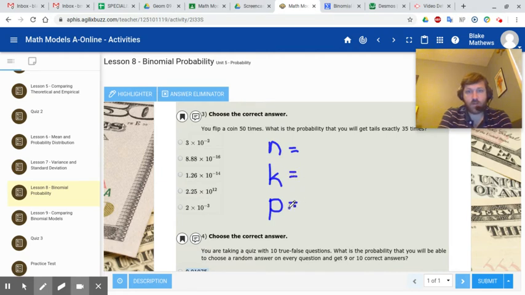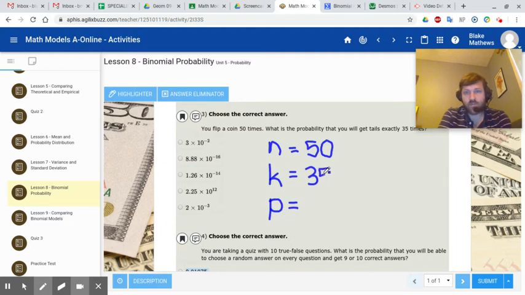I know my writing is messy. I'm using my fingers here. So it says if you flip a coin 50 times, that is n. N is always in math the total number of something. What is the probability you will get tails 35 times? That is k.